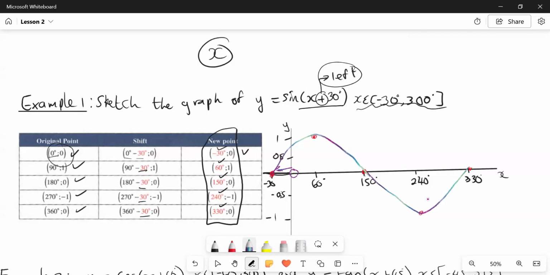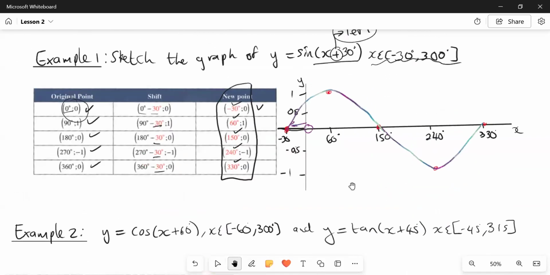There's nothing major. There are people who know how to draw this graph using a calculator. I'll also create a lesson whereby I will show you how to draw the graph using a calculator. For now, we're just using the table method. So this is just example 1. Now let's move to example 2.